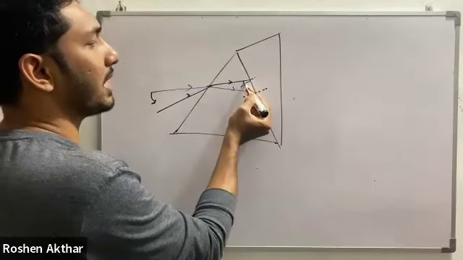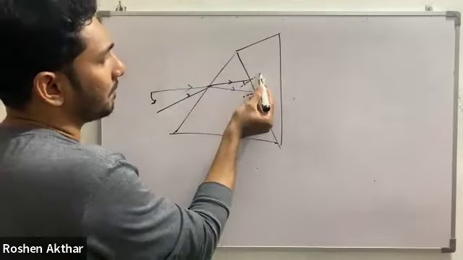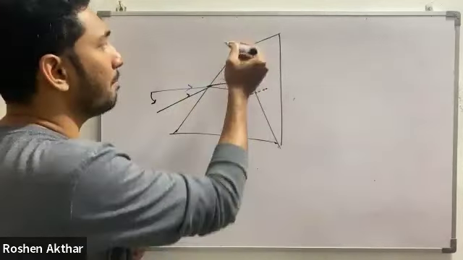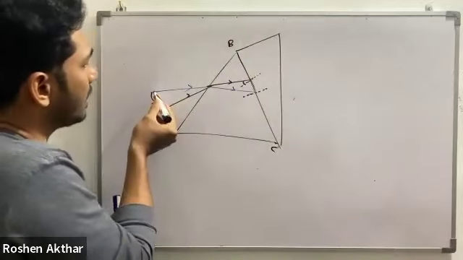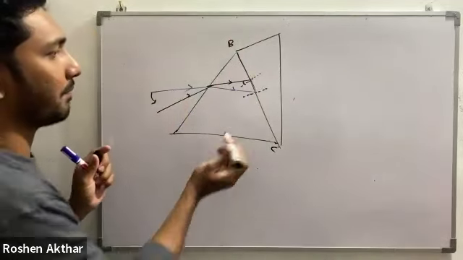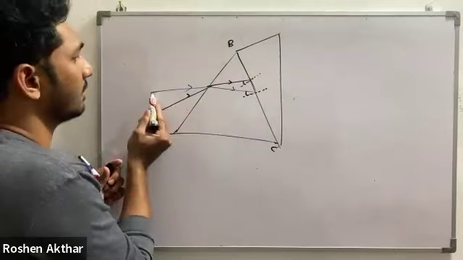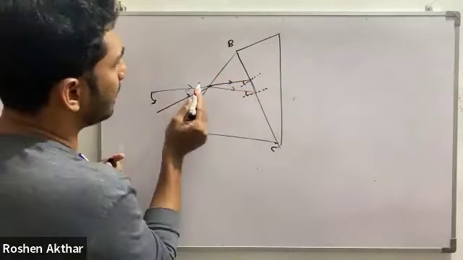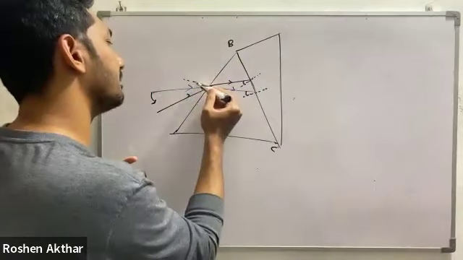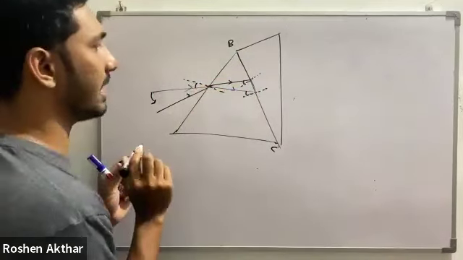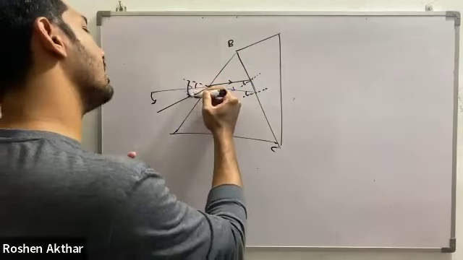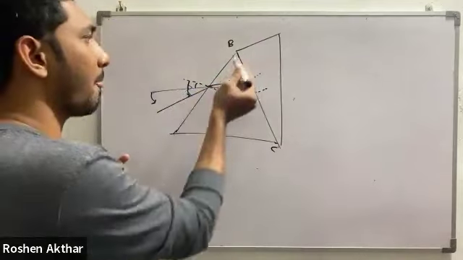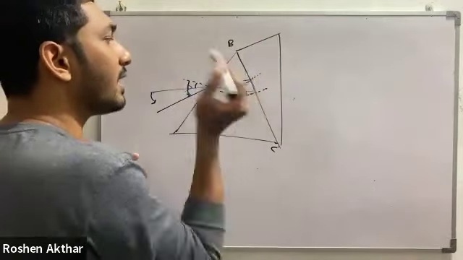So what happens to this angle of incidence on this BC surface when I take this ray downwards when compared to this one? This is a bit down, which means I'm increasing the incident angle here. Initially the incident angle was this, now the incident angle is this. So when I increase the incident angle at this point, in this interface, what happens?